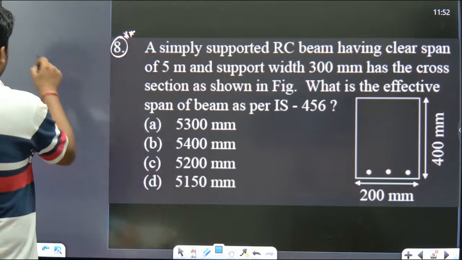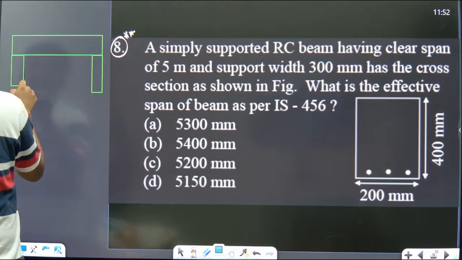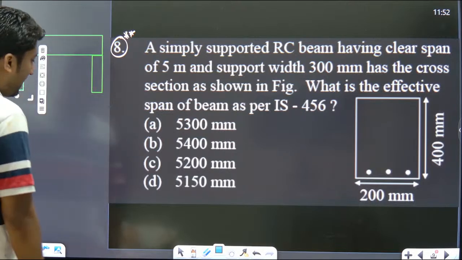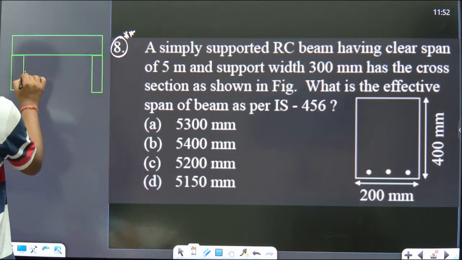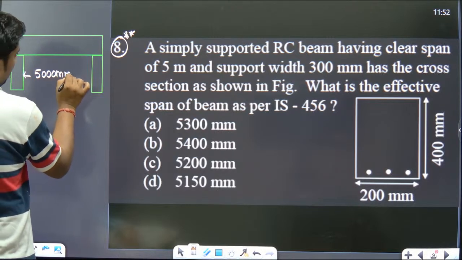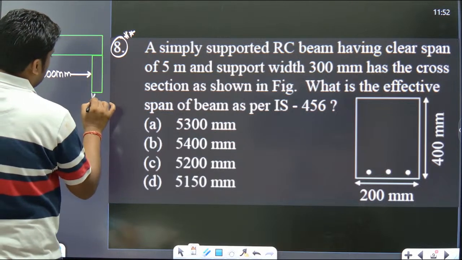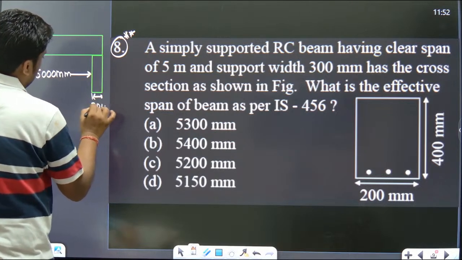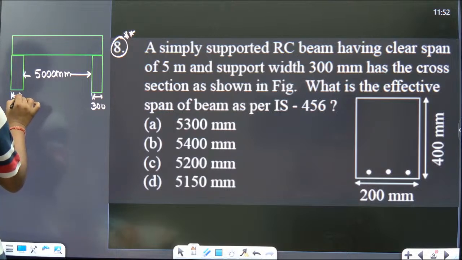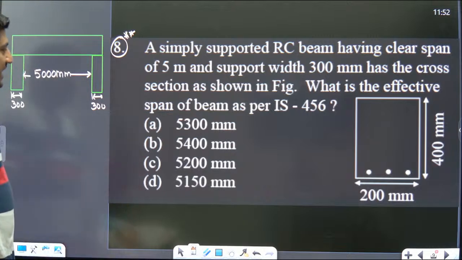This is the question of a simply supported RC beam, having clear span of 5 meter. Look very carefully. Clear span of 5000 mm. The support width is 300 mm, here also the support width is 300 mm. Yes or no? 300 mm is given in the question. What is the effective span of the beam?